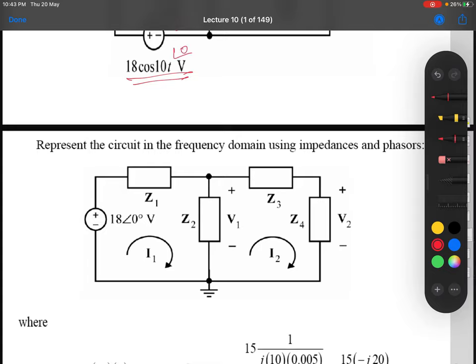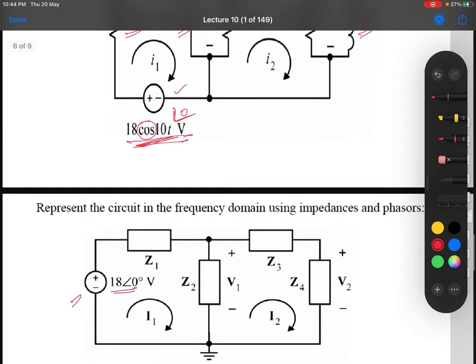I am taking angle 0 as the reference here. See, here it is cosine. You can also write it as 18 sine 10t plus 90, that way also, or you can take this as the reference itself. It is a zero angle reference. And while going back from phasor to time domain, instead of writing a sine function, you can write a cosine function. So here we are taking cosine as my reference. So whatever result I get this time, I will not write sine, instead I will write cosine, that's all.